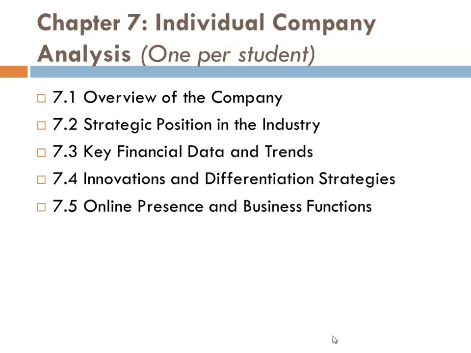7.2, strategic position in the industry. Where does the company stand compared to the competitors? Whether they are leader, challenger, follower, niche. Then your SWOT analysis of the company: strengths, weaknesses, opportunities, and threats.